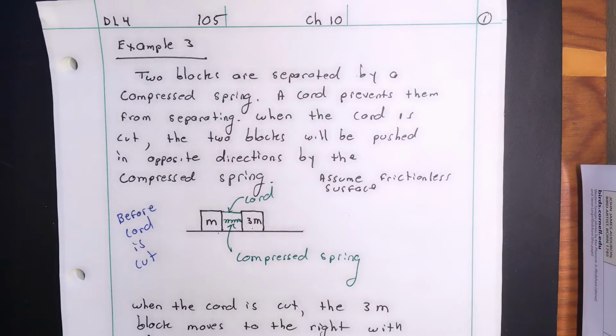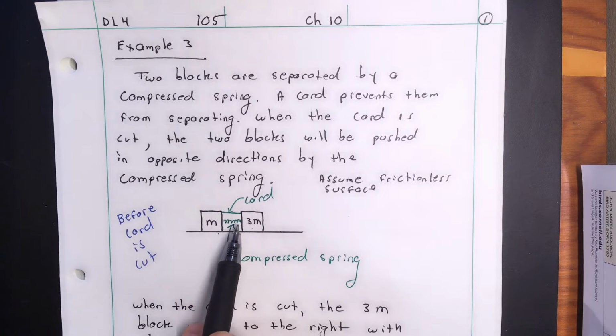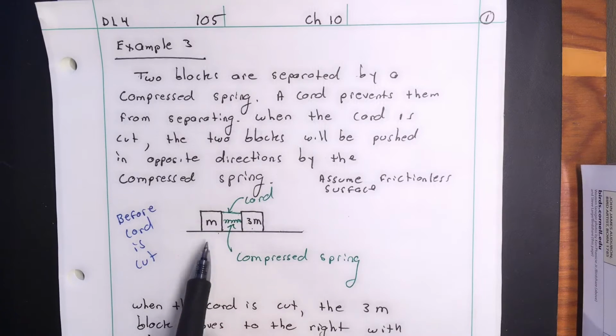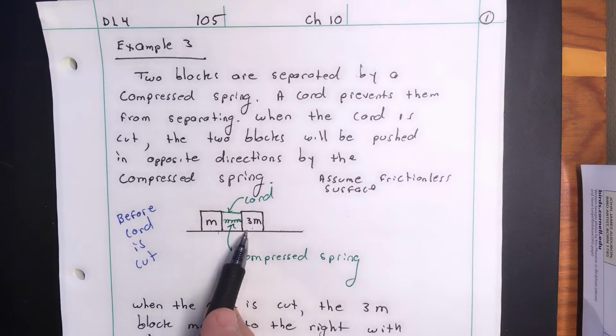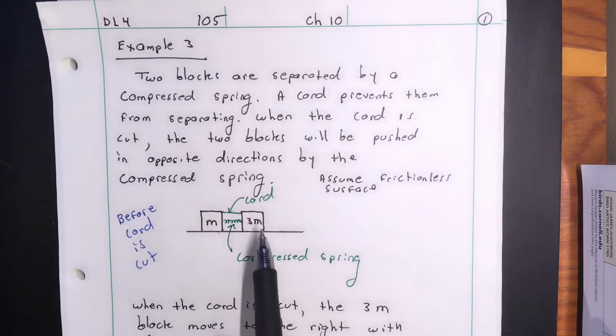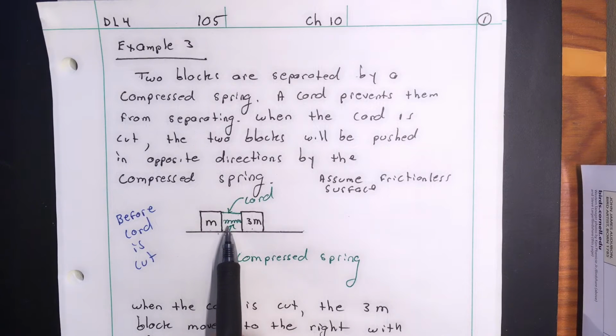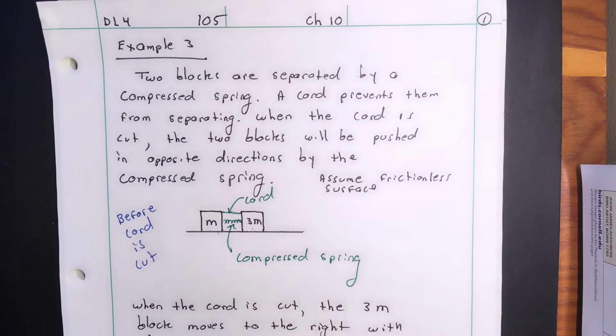Okay, back to it. Example 3. We now have two blocks that are separated by a compressed spring. That's shown in green here. There's a cord that connects the two masses. One mass is m kilograms, the other is 3m kilograms. The cord keeps the spring from separating them until the cord is cut.